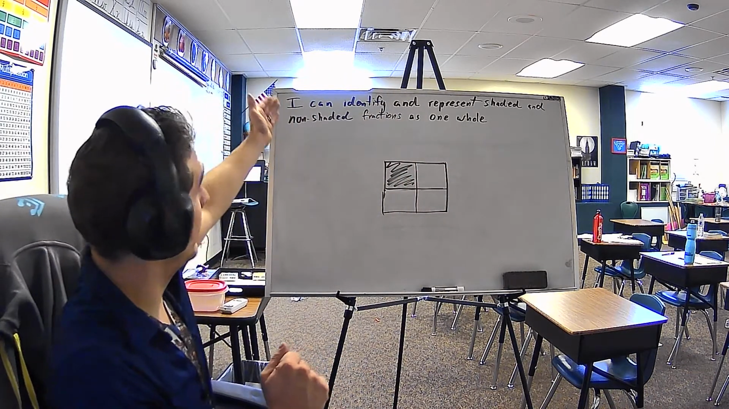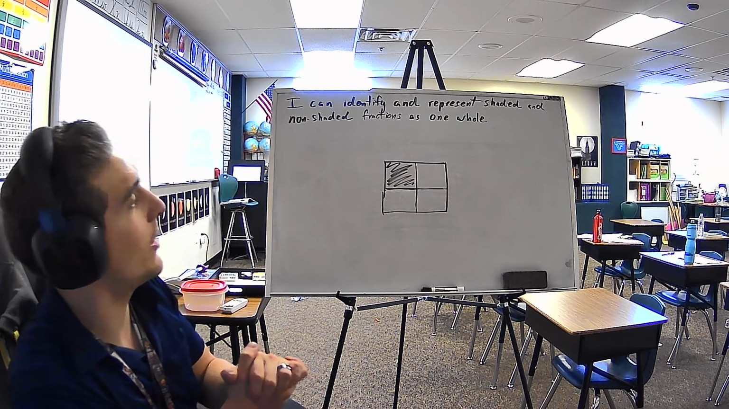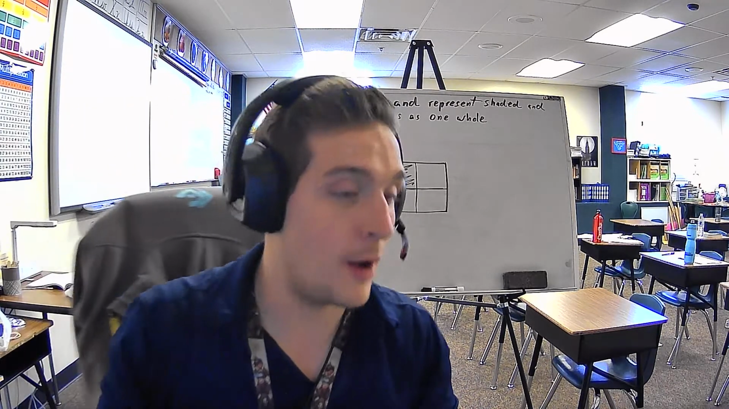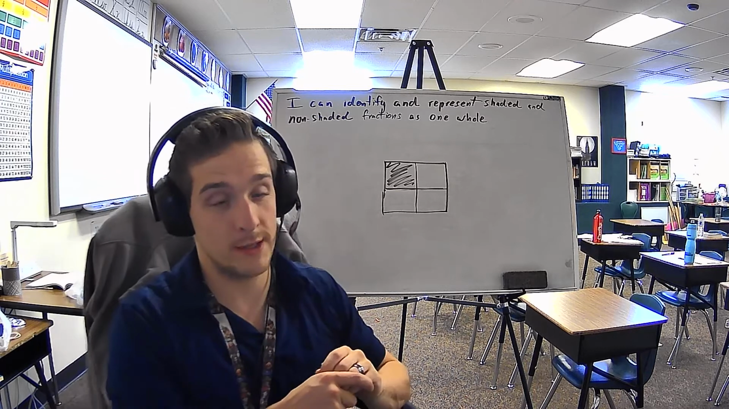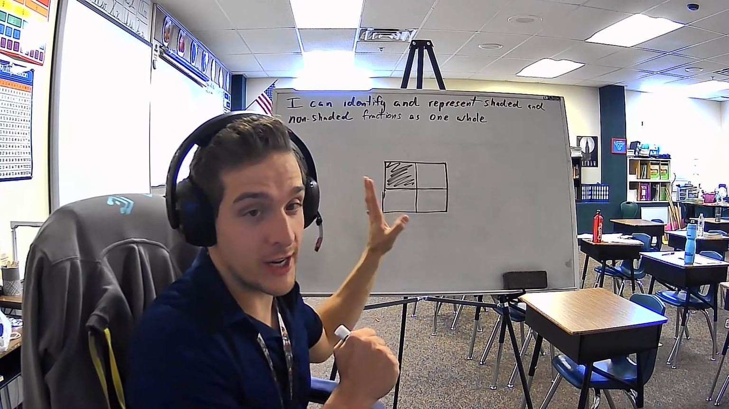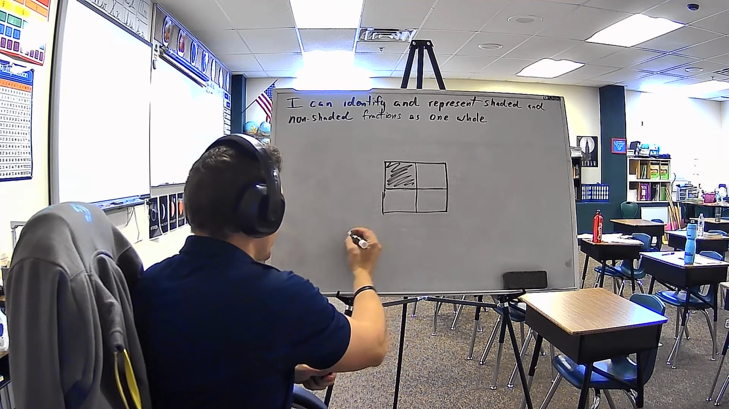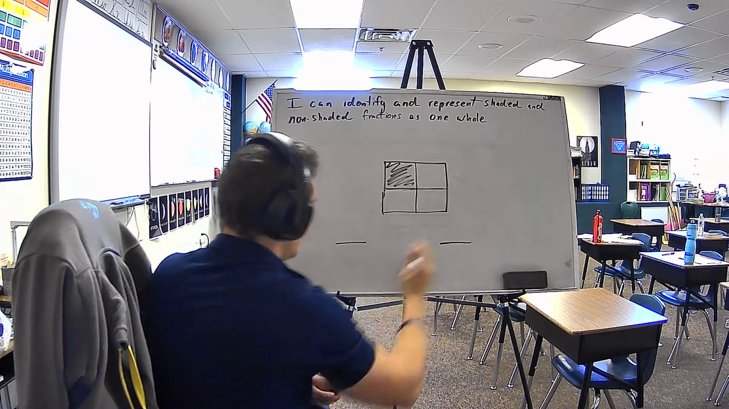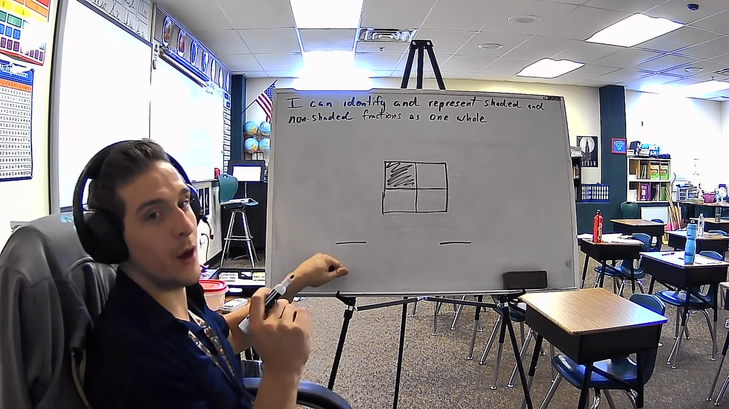So, what are we talking about today? I can identify and represent shaded and non-shaded fractions as one whole. As mentioned before in earlier lessons, you can look at this in two different ways. You can look at it as just a shaded. And first off, fraction-wise, you have your numerator and your denominator. The numerator's on top, the denominator's on the bottom because D down, so denominator.